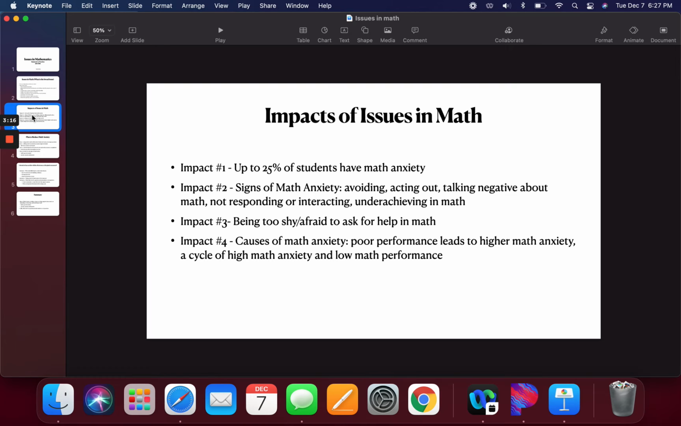And then impact number 4, causes of math anxiety, which is that poor performance leads to higher math anxiety. This is a cycle of high math anxiety and low math performance. For example, a student might have a lot of anxiety during the math period, and then when it comes to a test, the student will perform pretty low on the exam or test.